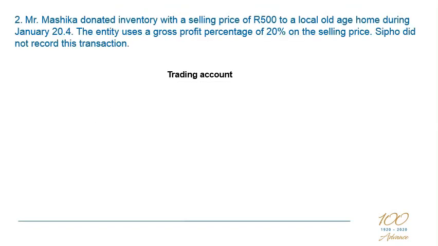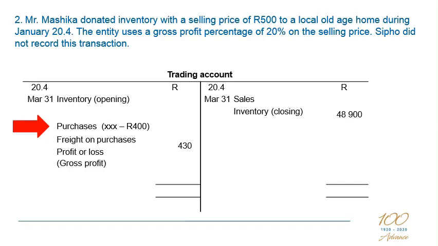Additional information number 2, we've already done the calculations, and we realized in the journal entry that we're going to deduct the cost of 400 Rand from the purchases account. So in my trading account, I don't know the correct amount for purchases yet, but I do know that I need to deduct the cost of the donation. Can you see that we're earning marks as we read through the additional information?